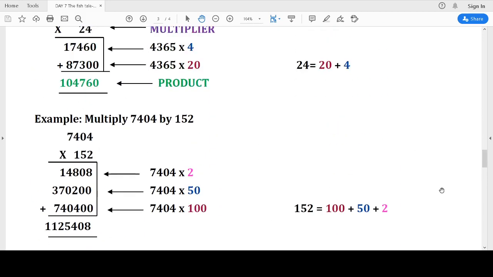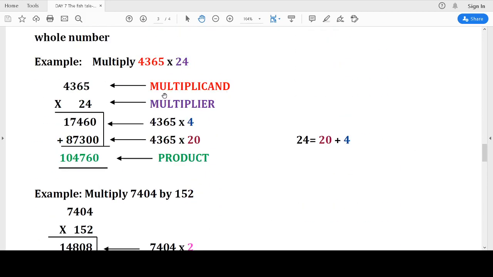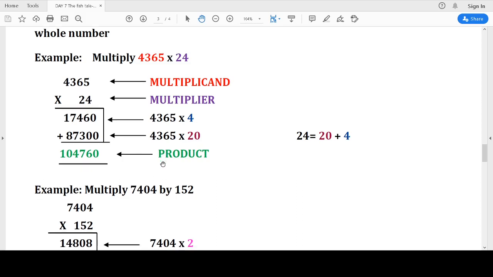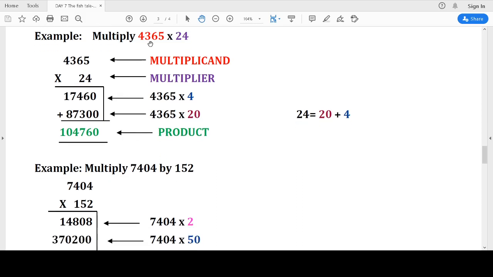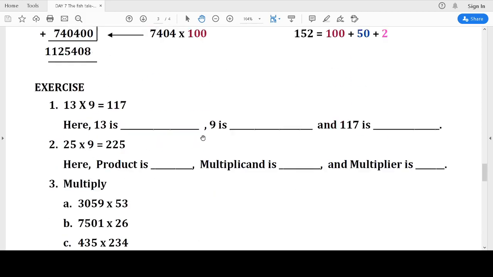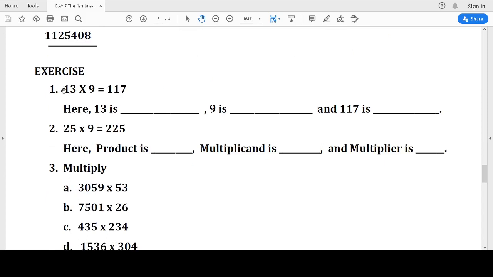Let us once again go through the spellings. Multiplicand, multiplier, and product. So the first number, the multiplicand, multiplied by a multiplier gives the product. Here 13 is the multiplicand, 9 is the multiplier, and 117 is the product.